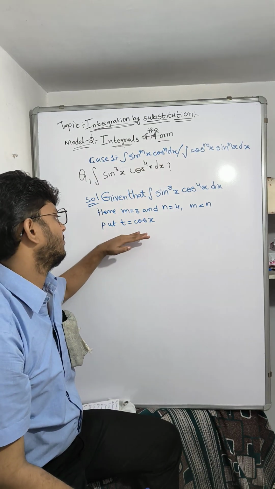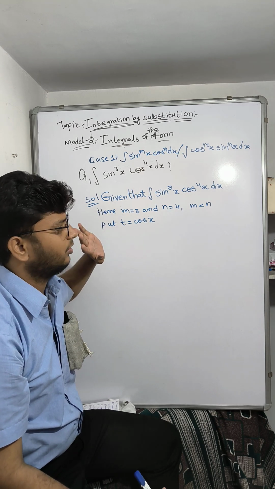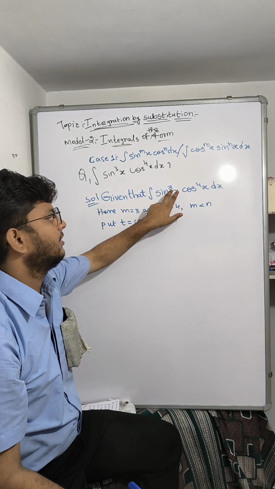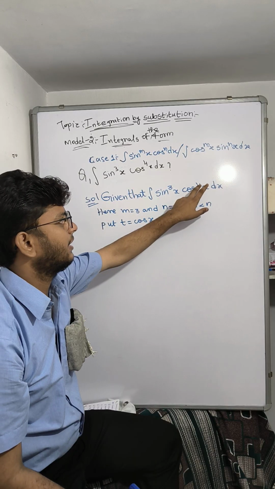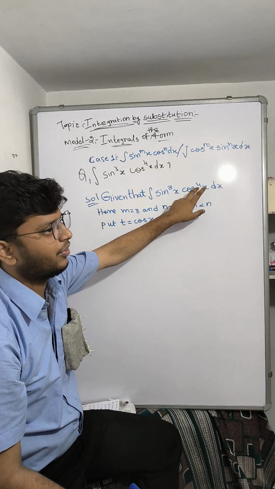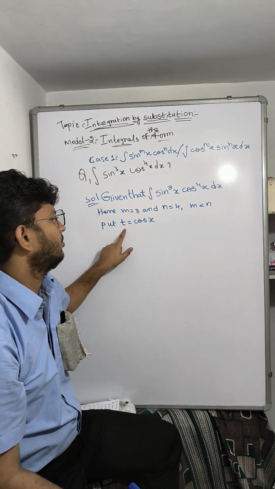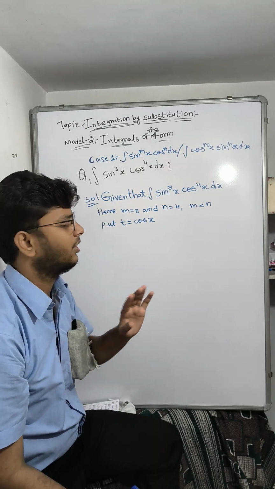How do we have to remember? Remembrance is very important, or I said an easy way to remember. Between the powers of sin x and cos x, whichever is the high power, you have to keep that as t. That's all. Okay, don't worry.